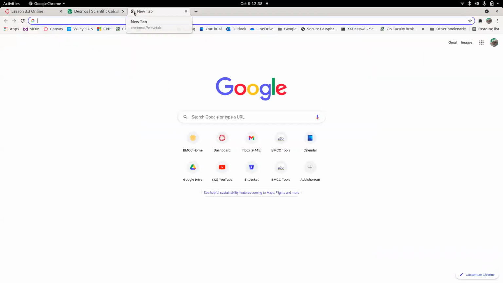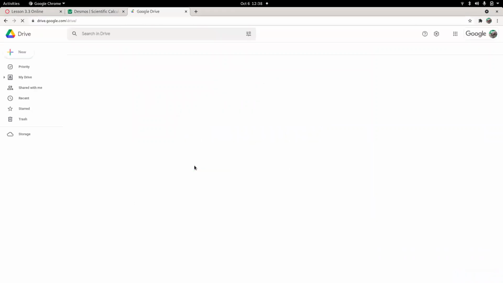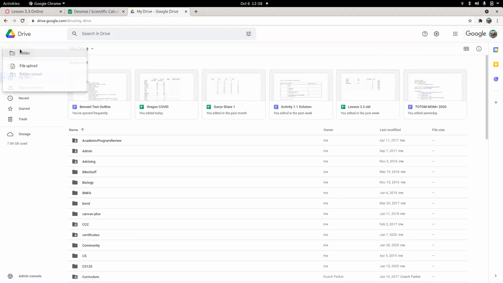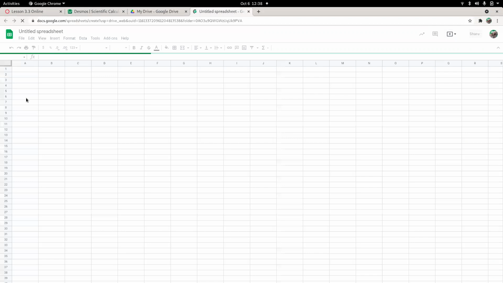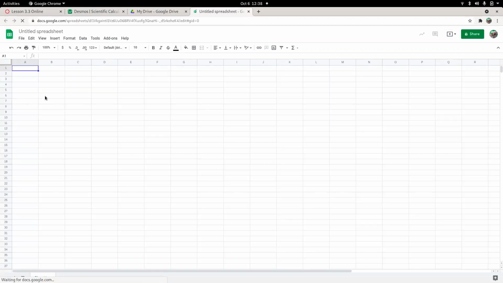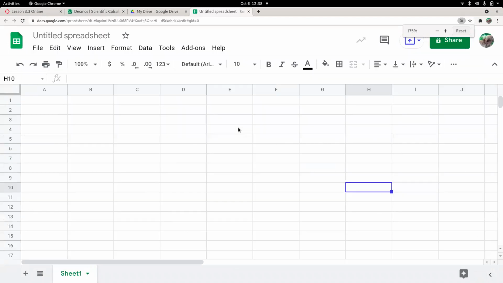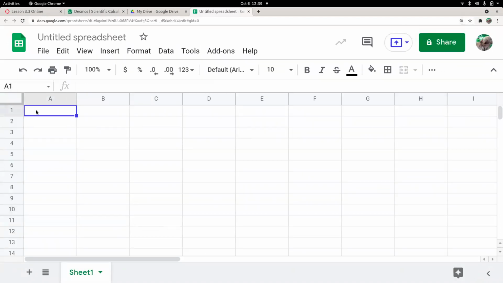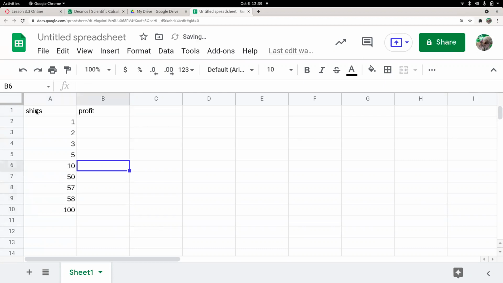Quick spreadsheet on this one. Always good to advance your spreadsheet skills. Blow it up so you can see it better. All right, so really all I care about are the shirts and the profit. And since I have the profit equation, I can just use it. So I can type any numbers I want here, like 1, 2, 3, 5, 10, 50, 57, 58. First number t-shirts I sell, I'm throwing 100. And then for the profit, I'm just going to use the equation.